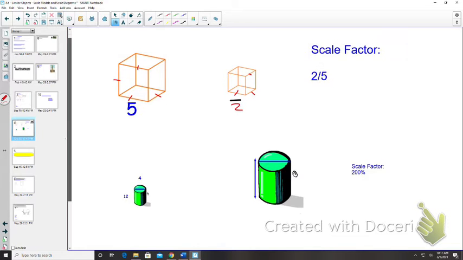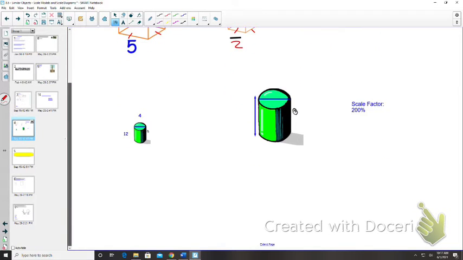Now, what about these cylinders? If our scale factor is 200%, well, they double. So it'd be 24 and 8. Yeah, perfect. So my height is going to be 24, and my diameter is going to be 8. Good. Questions so far?